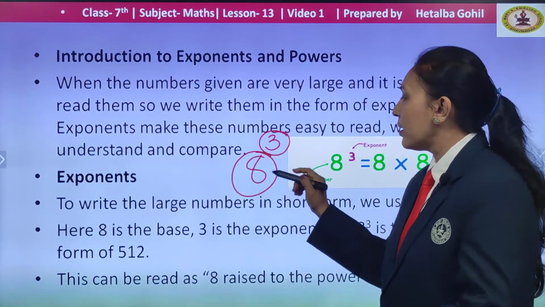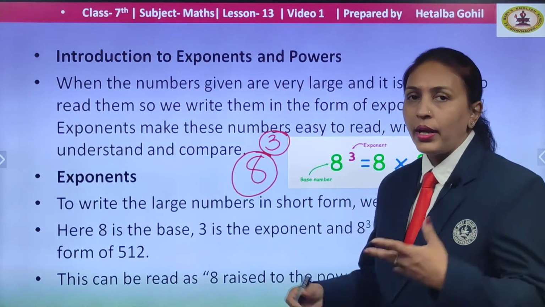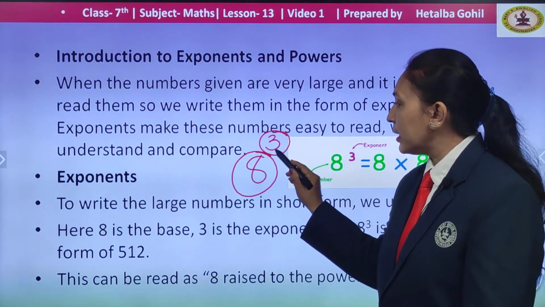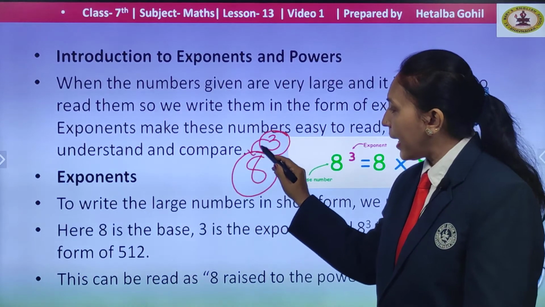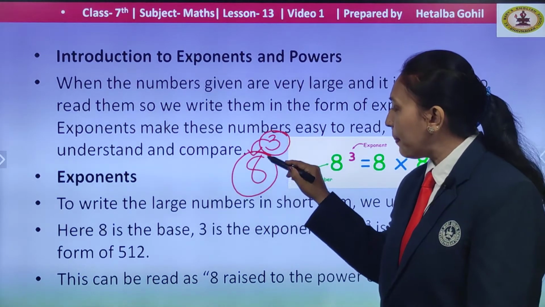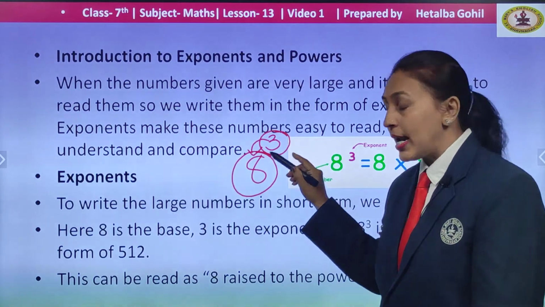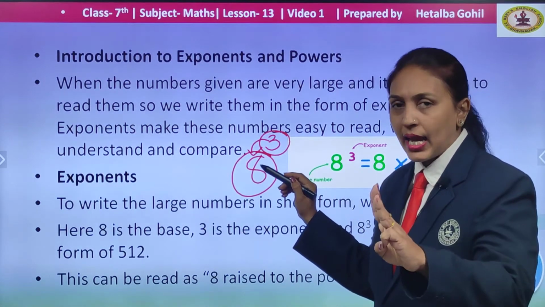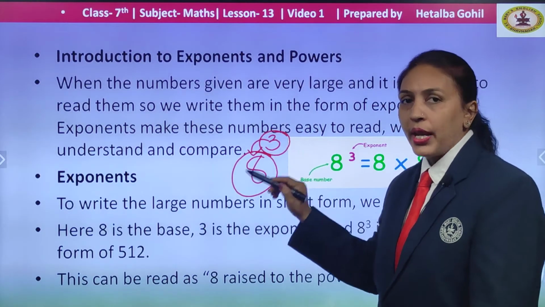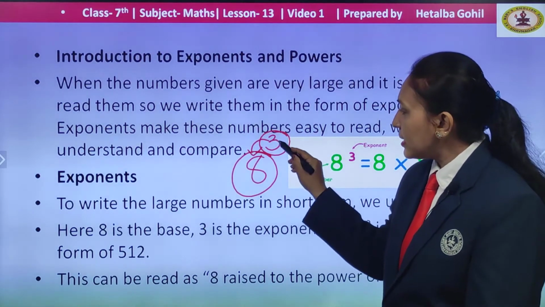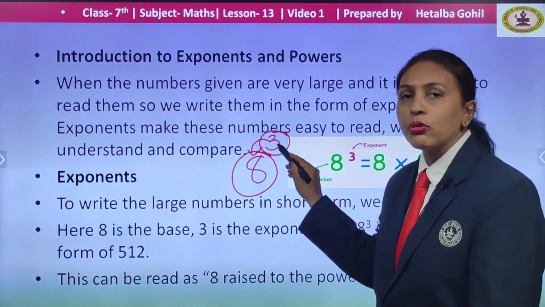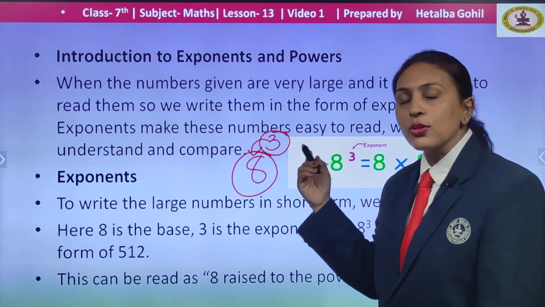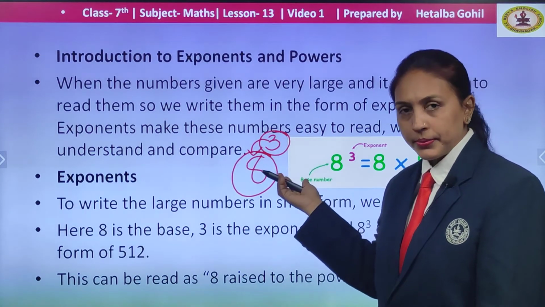Many times I have seen children multiply 8 into 3, 24. No children. The meaning of this power is that the given number in the base, that is 8, is multiplied that many times. Here 8 will be multiplied how many times? 3 times. So 8 into 8 into 8 gives us 8 raised to 3. What do you call it? 8 raised to 3, or you can also call it 8 cube.